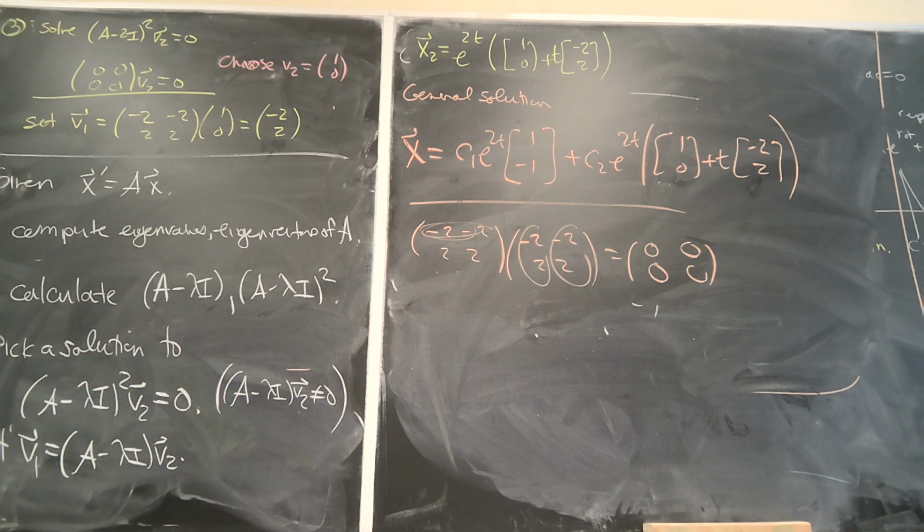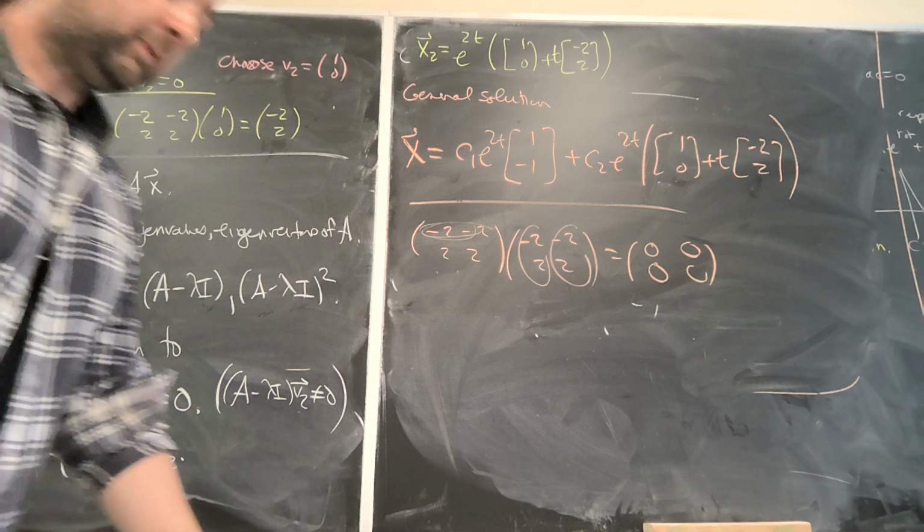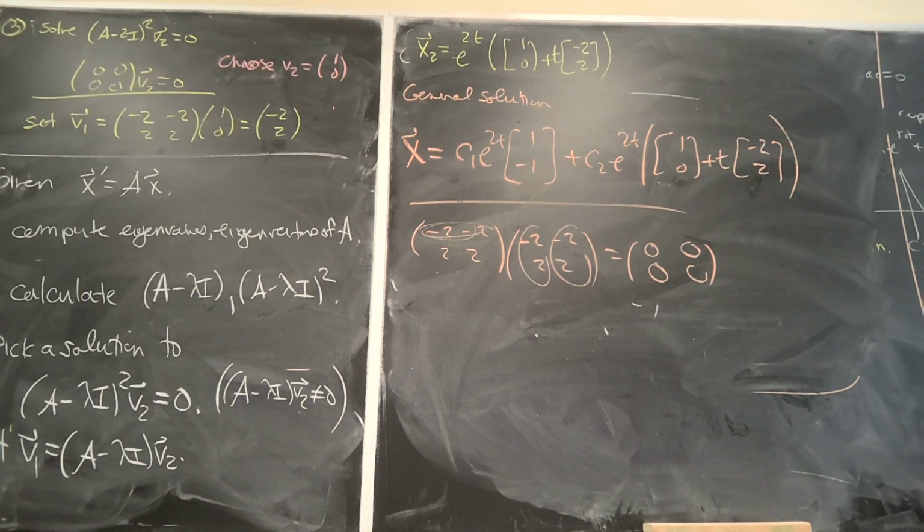Yep. Is there a best or an optimal vector to choose for V2? So that depends on applications, probably. I would say generally the easiest vector to compute with is the right choice for V2, and 1, 0 is a pretty good one.